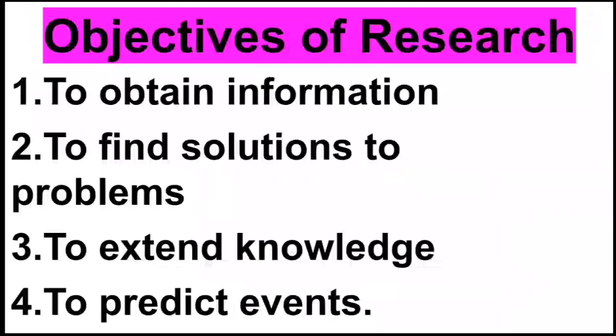Now the objectives of doing research, or why do we do research? So research is done, first one, to obtain information. For collecting certain kind of information, we go through the research process. To find solution to problems. Yeah, for answering the certain kind of questions or to figuring out the solutions for problems, we do the research process. To extend knowledge.